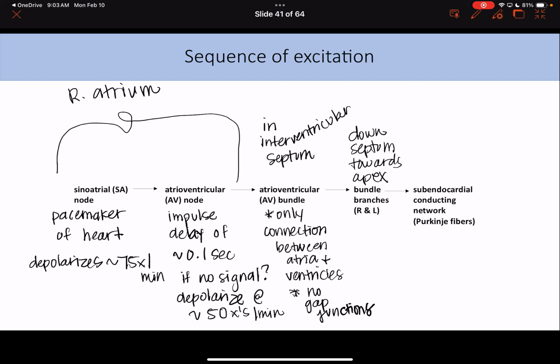I mean, I guess Gordon says he'll give you an extra quarter of a point if you can say the subendocardial conducting network instead of Purkinje fibers.